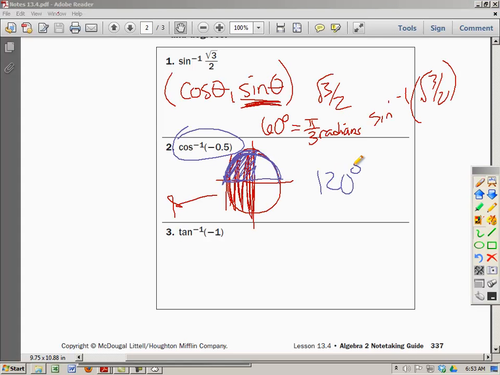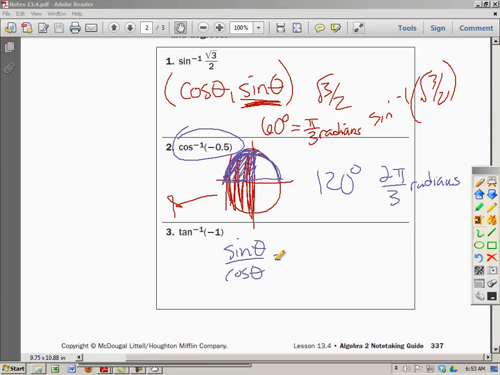Okay. All right, and 120 degrees happens to be 2 pi over 3 radians. Okay? All right, and then finally the last one is the inverse tangent of negative 1. Now there's a couple different ways to think about this. Realize that tangent is sine over cosine.